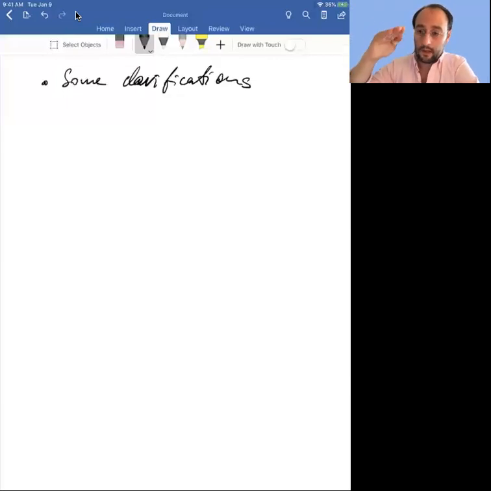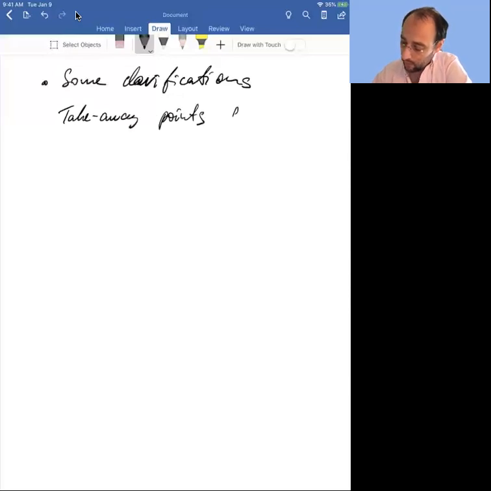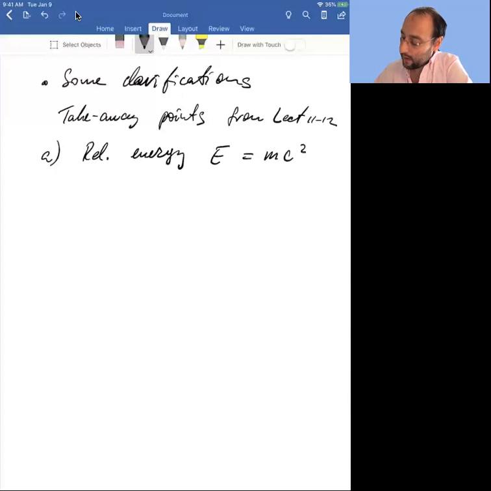So there are two things, the last couple of lectures from last week, two takeaway points, okay. Takeaway points from lectures 11 and 12. A, to solve problems, you just need to know the formulas, you can call it formula, for relativistic energy and relativistic momentum. E equals gamma mc squared, okay?